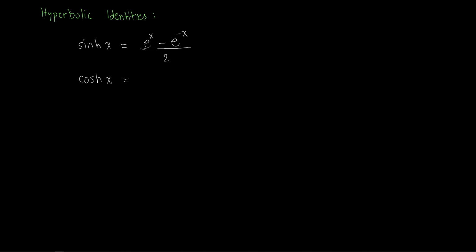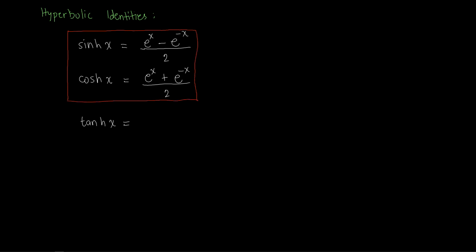So, for cosine hyperbolic, positive lang ito nga. So, you have e to the power of x plus e to the power of negative x all over 2. Then, si tangent hyperbolic of x is equal to diba? Simply si tangent hyperbolic, kanilang man dyan ang main na pinak-importante duha class. Si tangent hyperbolic is sine hyperbolic of x all over cosine hyperbolic of x.